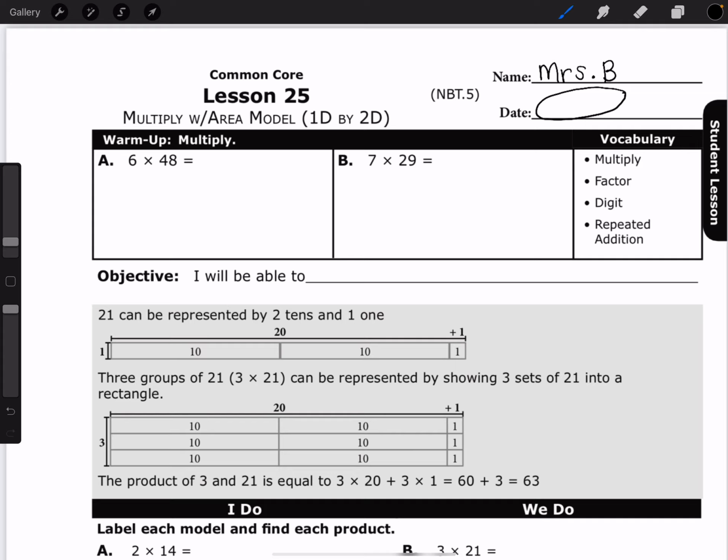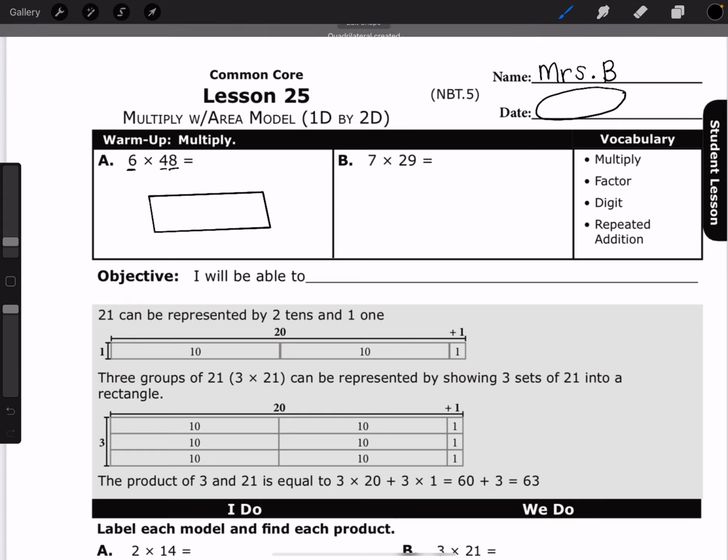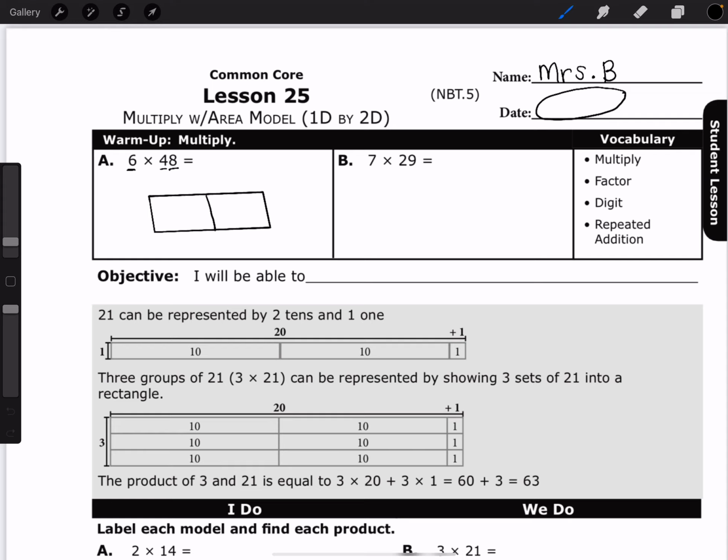Okay, so your warm up to multiply, I'm going to try 6 times 48, which is a really tricky number, so I'm going to use one of the ways we've learned to multiply a 1-digit by a 2-digit number. So I'm going to do an area model, and I know that there's 1 digit by 2 digits, so I'm going to do a box that has 1 digit and then 2 digits. So we have 6 over here, and we have 40 plus 8 over here.